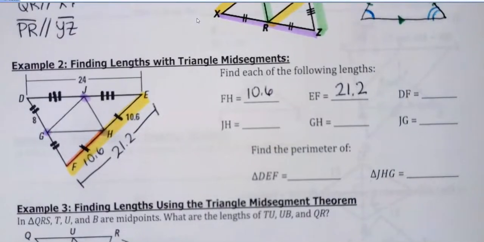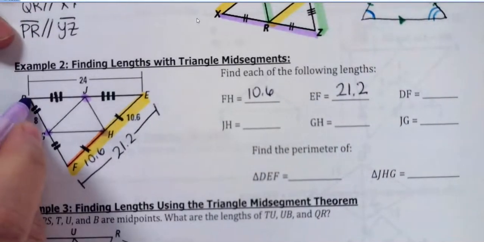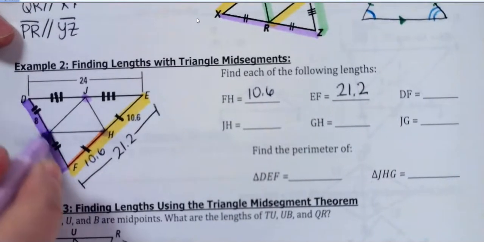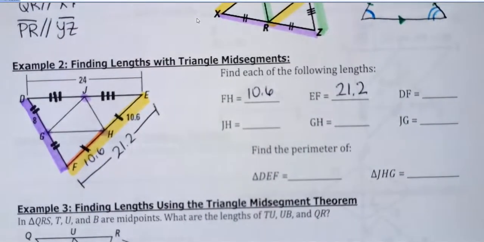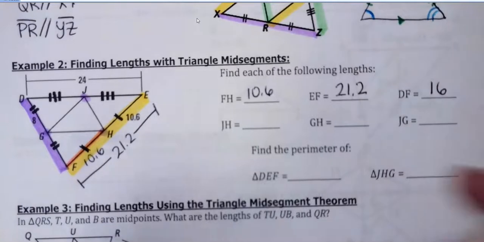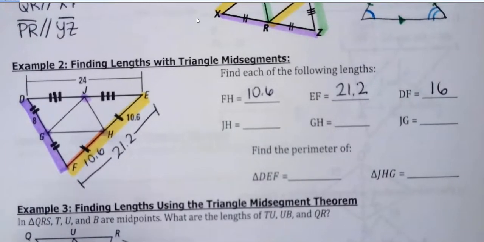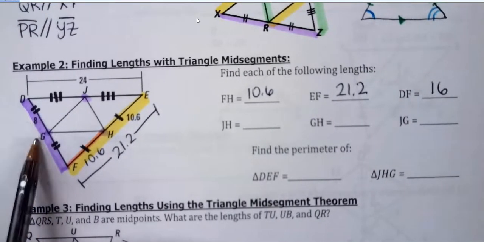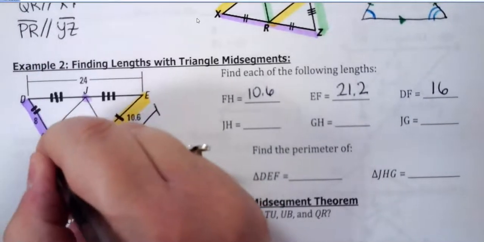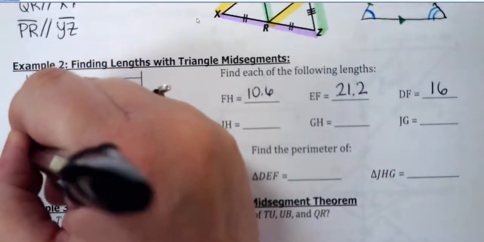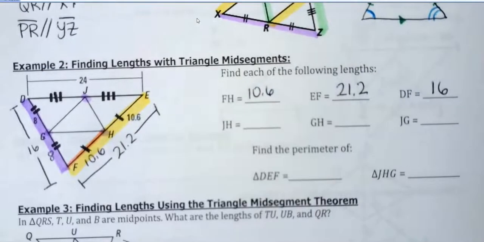Okay. Sorry, I'm going to garbage this diagram up a little bit. DF. All right, so DF is this whole side in the overall triangle. Can anybody tell me how long that segment would be? 16. How'd you get 16? Yeah. Do you guys see D to G is marked as 8, so G to F also has to be 8. So the whole thing, 8 and 8, would add up to 16.